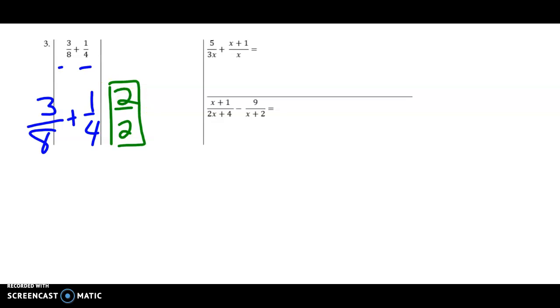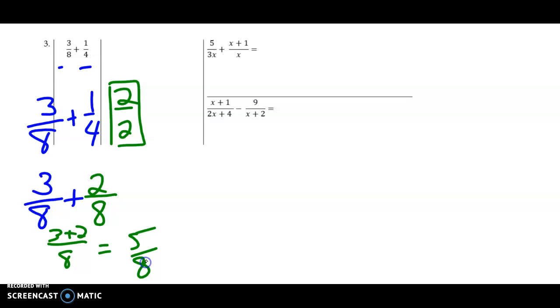And so this first fraction remains 3/8. The second fraction now you have to multiply by the form of 1, which we chose to be 2 over 2, so that I would get 8 in the denominator. And now it's exactly the same thing. You're going to have 3 plus 2 over 8, which is going to be equal to 5/8.